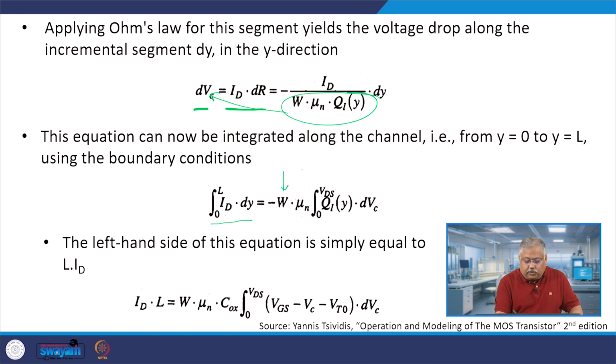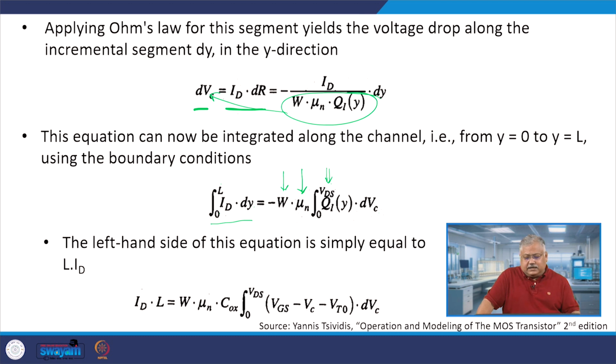However, width and, for all practical purposes, mobility is held to be constant, and therefore what you are basically doing is integrating y from 0 to L and the channel potential from 0 to Vds, because Vds is the drain to source potential on the drain side, right. This gives you approximately an equation. If you solve this equation, then you will be able to achieve the value of the current.